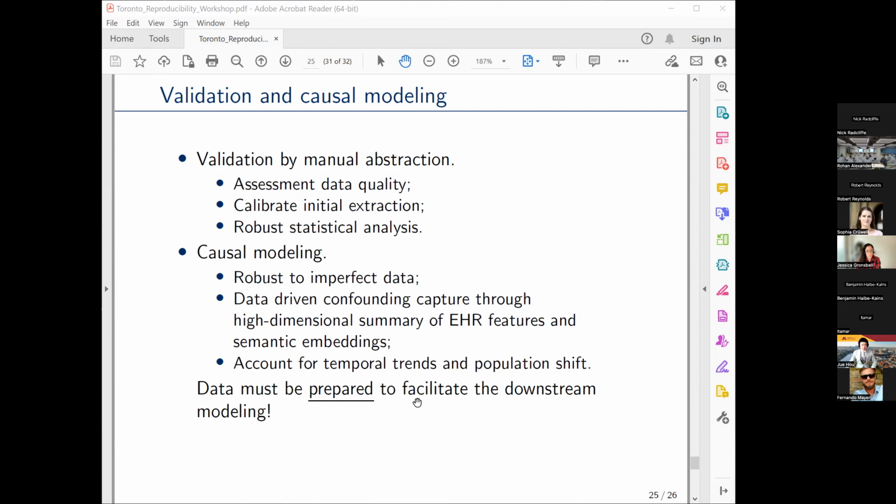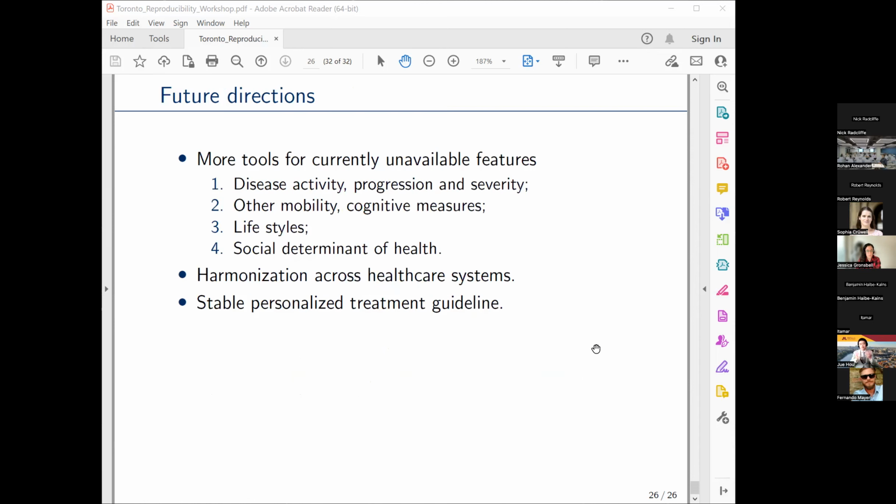so that the subsequent downstream analysis can be run. And for future directions, we need more tools for currently unavailable features. For example, disease activity, progression and severity are not routinely collected, and are recorded in a very unstructured way. Some important measures of quality of life, like mobility and cognitive measures, are also difficult to get currently. And for baseline characteristics to adjust for confounding, lifestyle and social determinants of health have been shown to be very important in many big observational studies, but currently they are not readily available in the framework.